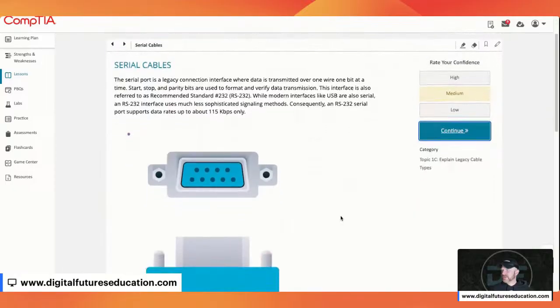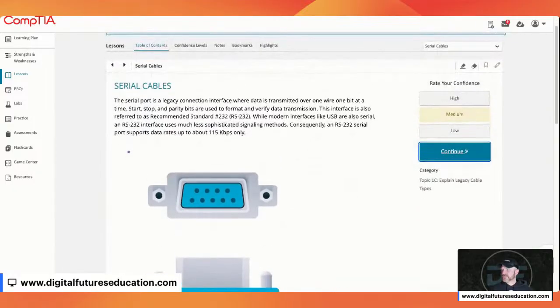Then we have serial cables, another older port. The serial port is a legacy connection interface where data is transmitted over one wire, 1 bit at a time. Start, stop, and parity bits are used to format and verify data transmission. The interface is also referred to as the recommended standard number 232, RS-232.